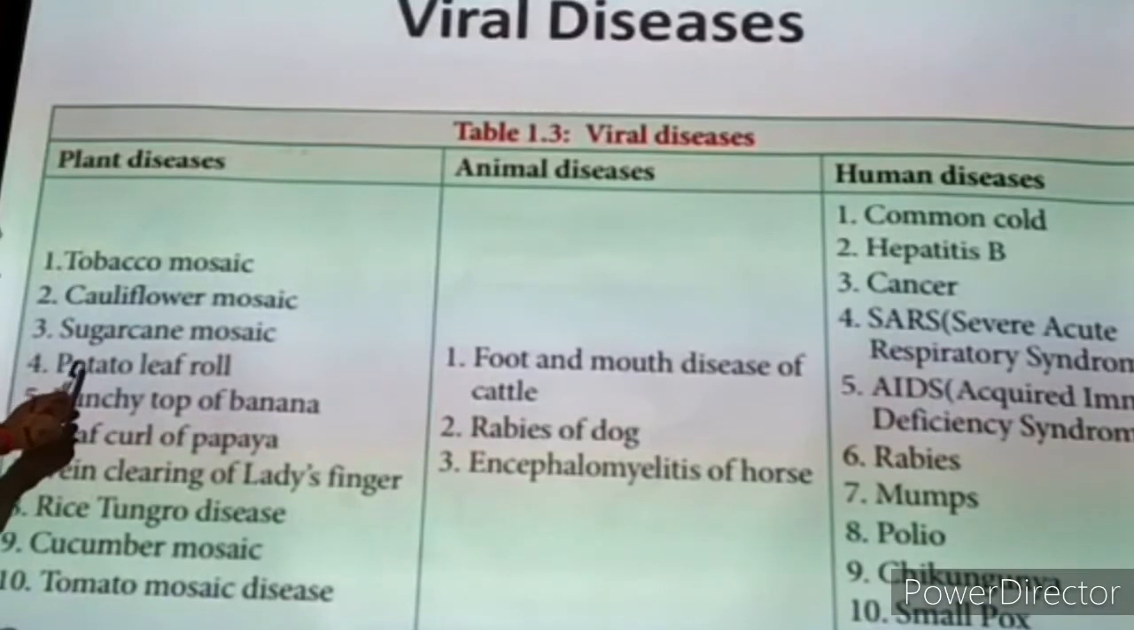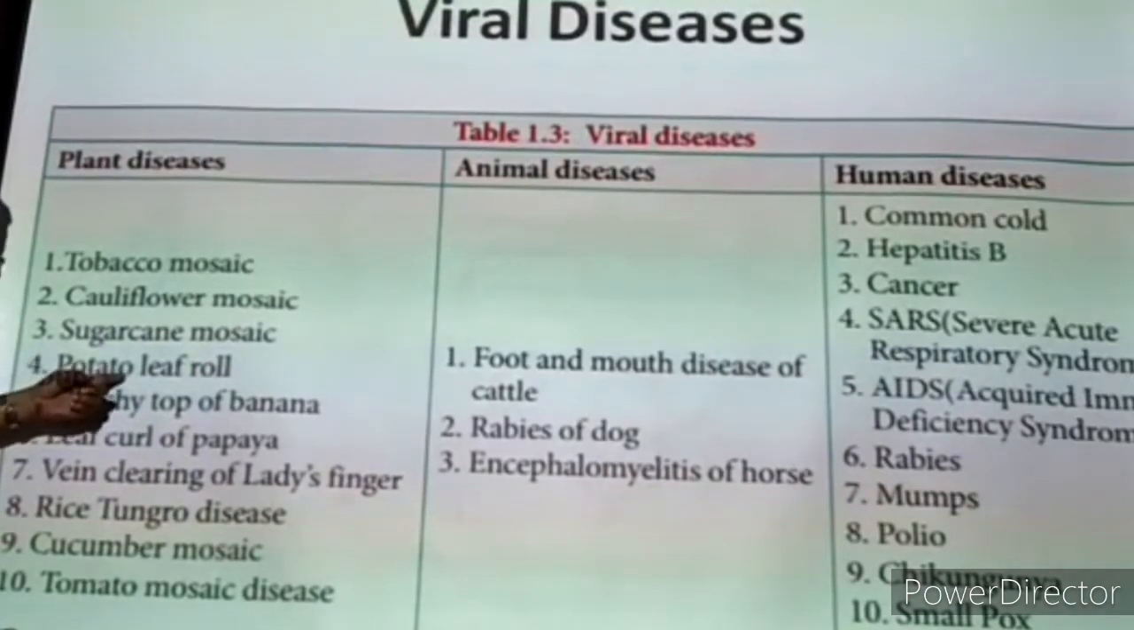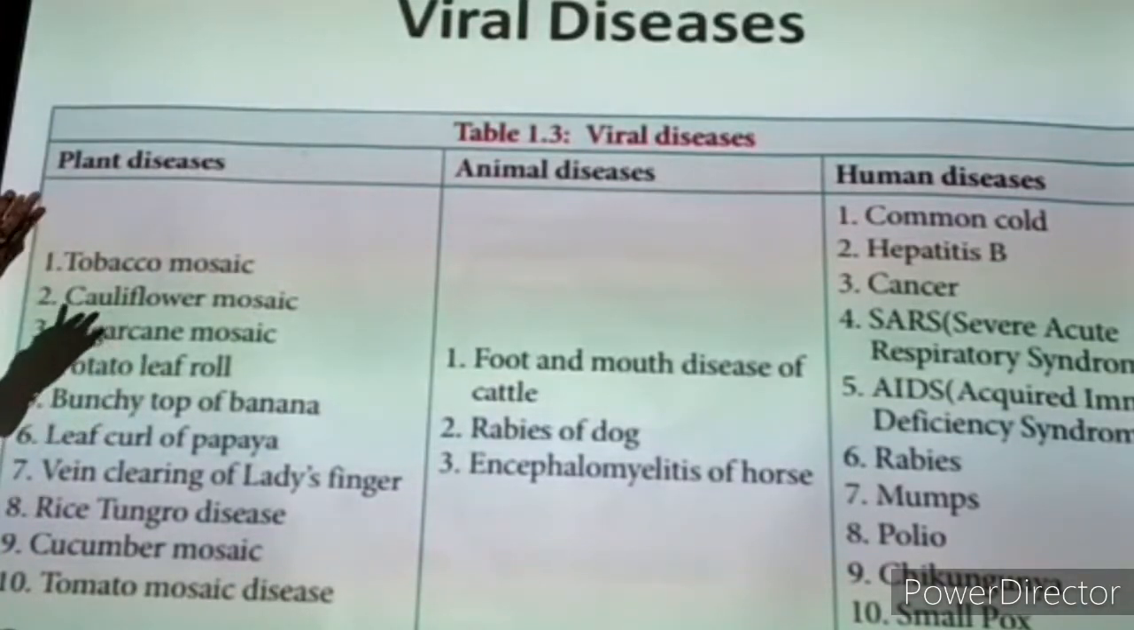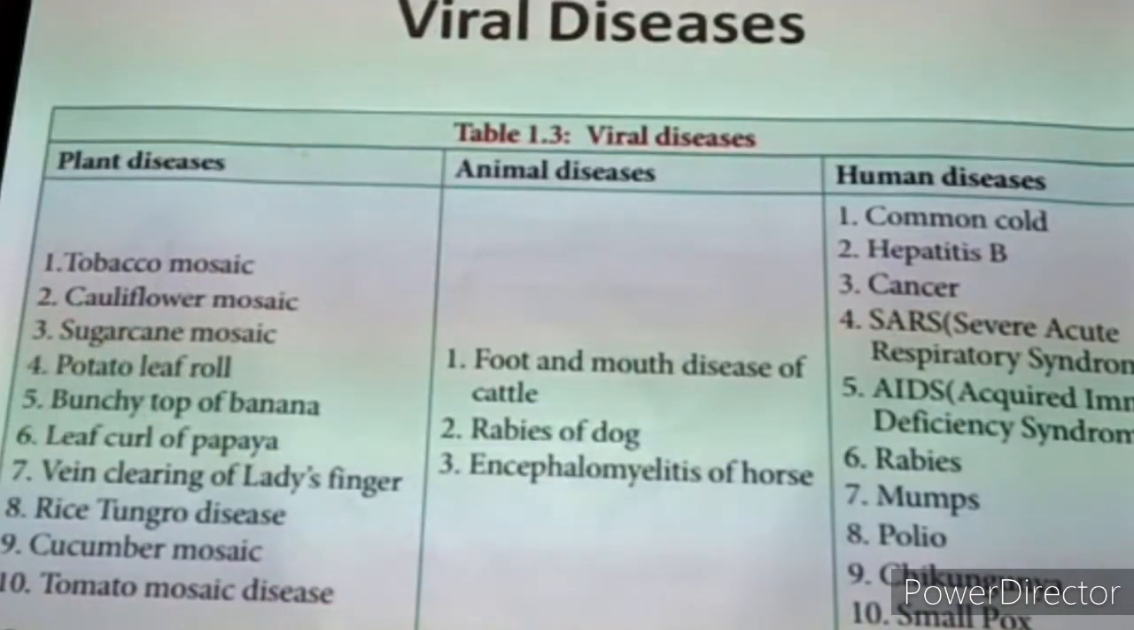Apart from that, potato leaf roll. In the potato plant, the leaves will be a little longer and present above the soil. Potato is an underground stem, but the leaves will be above the ground. But what will happen? The long leaf will roll completely, so that the leaf cannot get a sufficient amount of sunlight, and the leaf will not prepare food sufficiently.